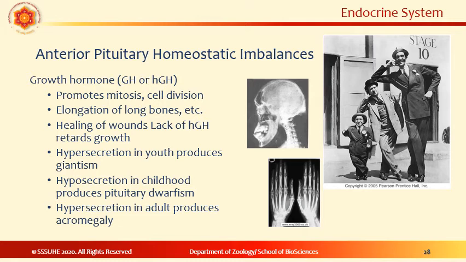Hypersecretion in adults produces a condition called acromegaly, which is widening of the structures. Both gigantism and acromegaly are lethal if the production of growth hormone is not inhibited or taken care of using medicines.